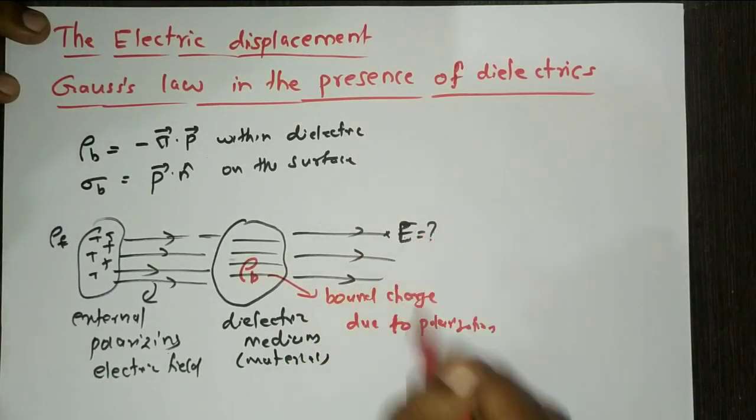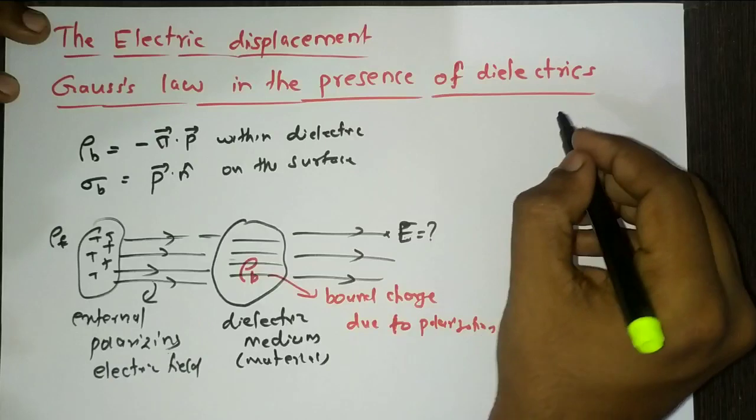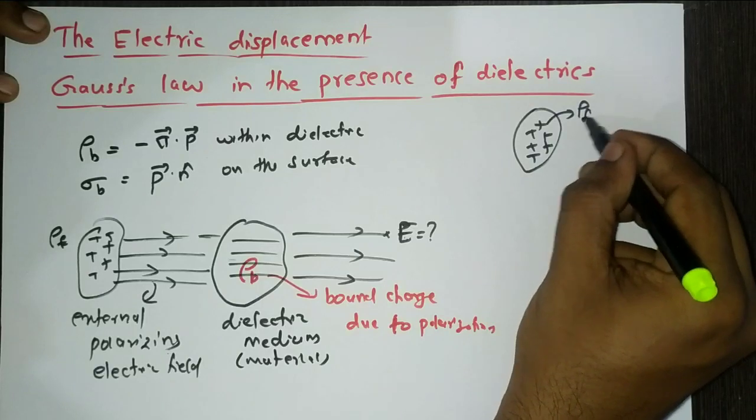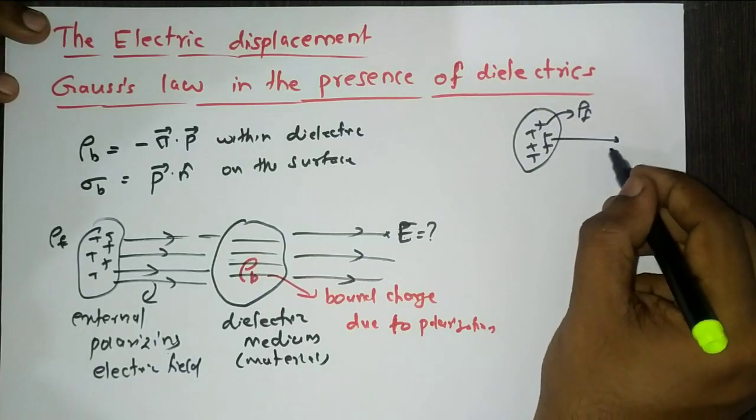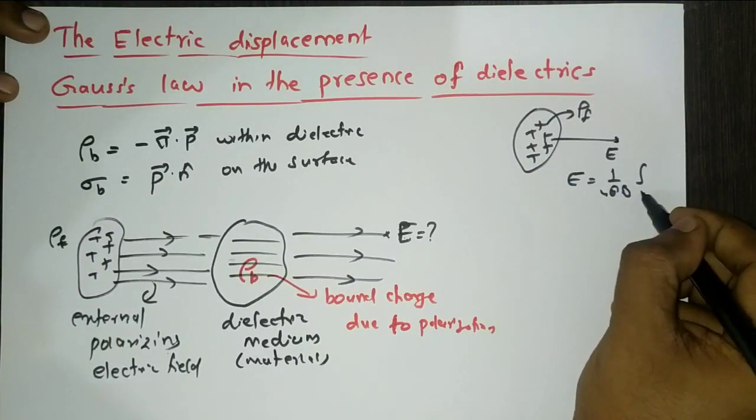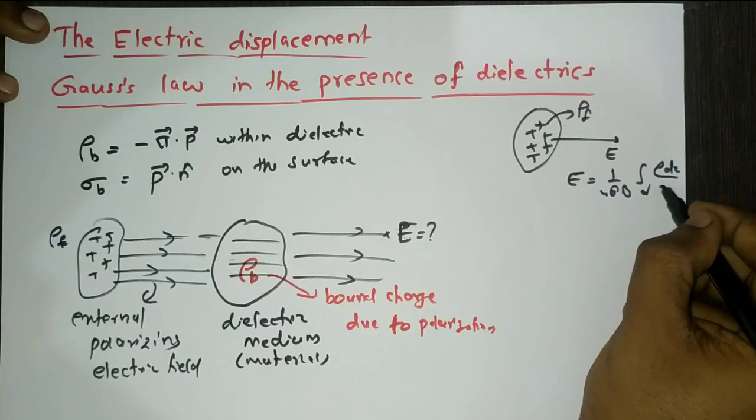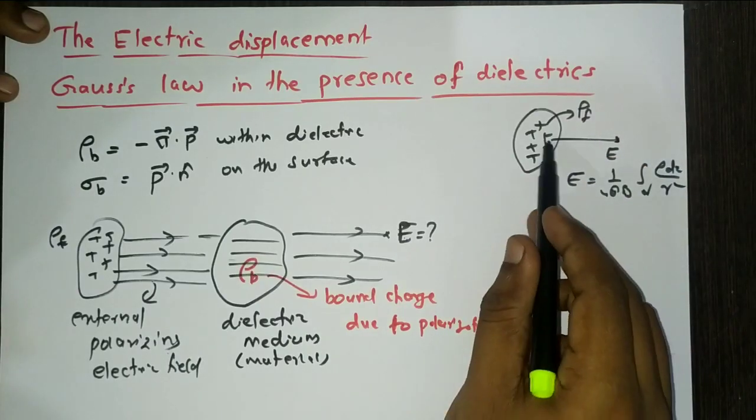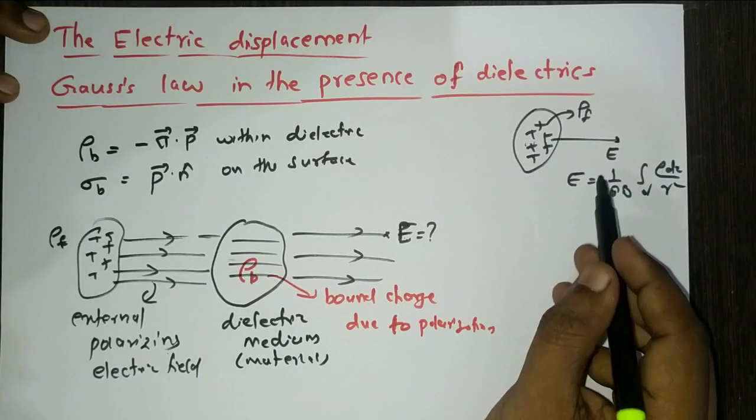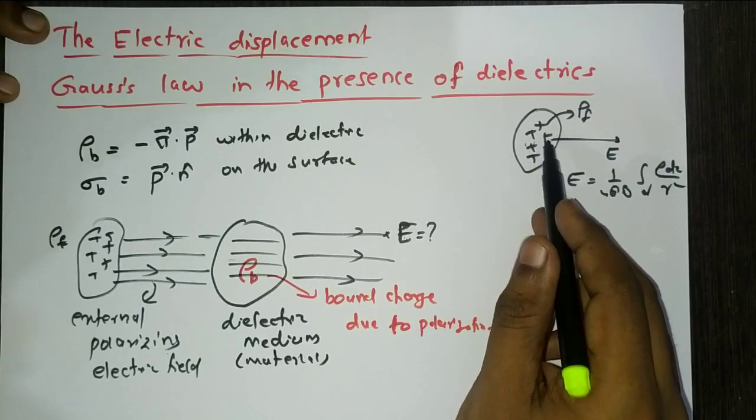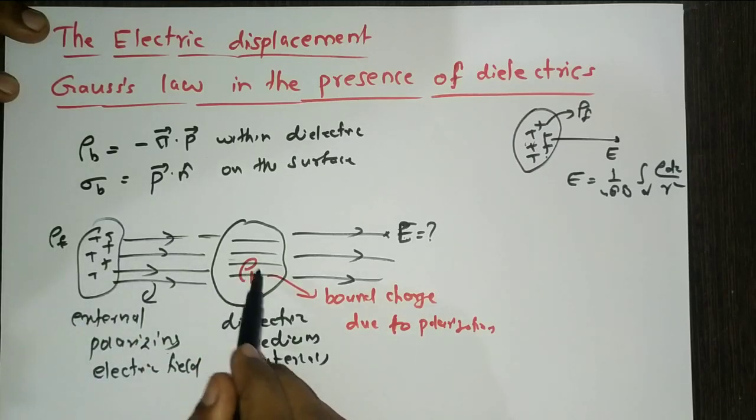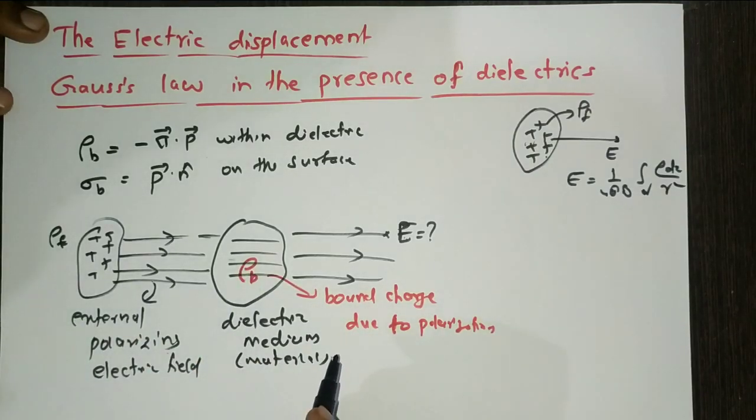Now we are familiar with this equation: if we have a charged body containing a large number of free charges rho f, then at a particular distance the electric field at this point can be written as E equals 1 by 4 pi epsilon 0 volume integral rho d tau divided by r square, where d tau is the small volume element. But here we have only the free charges, while the situation here is not like this one. Here we have both the free charges and also the bound charges that arise from the polarization.